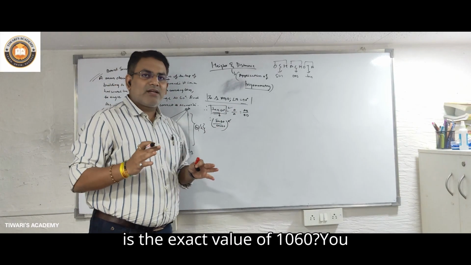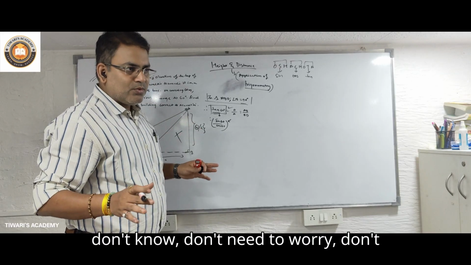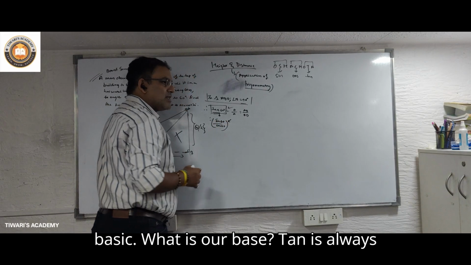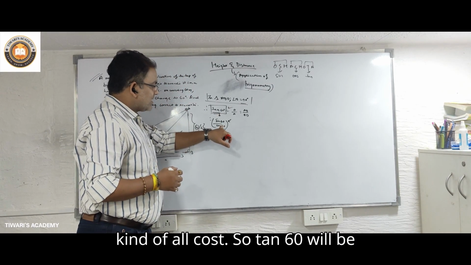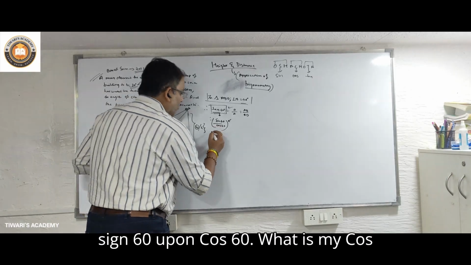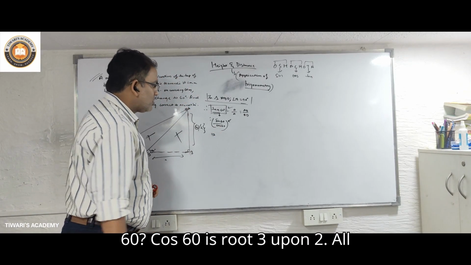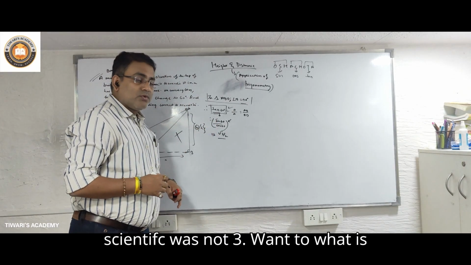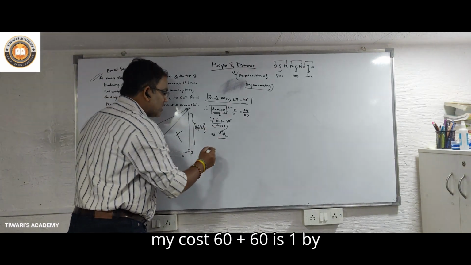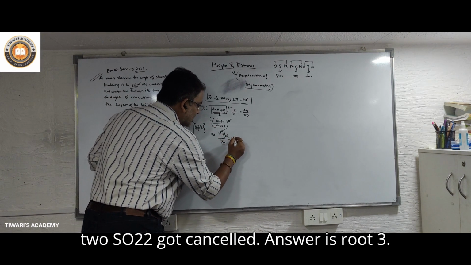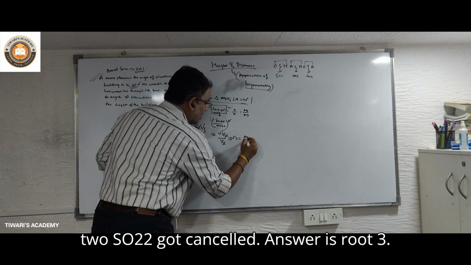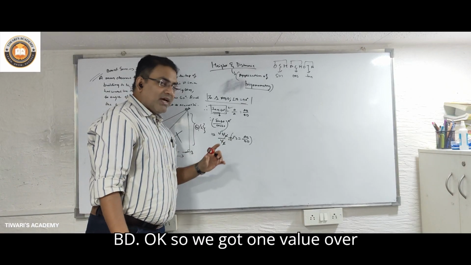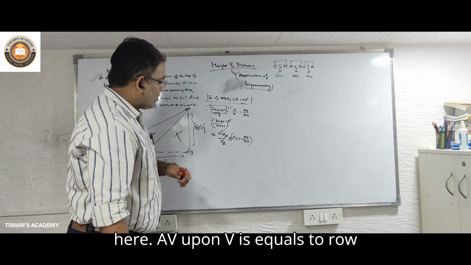This option I am giving you only if you don't know the exact value of tan 60. If you don't know, no need to panic, just get back to basics. Tan is always sin upon cos, so tan 60 is sin 60 upon cos 60. Sin 60 is root 3 upon 2, and cos 60 is 1 by 2. So the 2 cancels, and the answer is root 3. So root 3 is equal to AB upon BD.